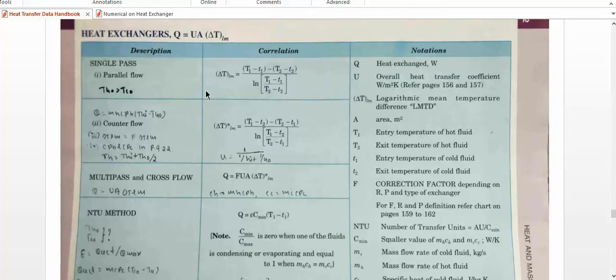Okay, since it is a parallel flow heat exchanger, delta T, that is delta T LM, can be calculated using this expression. This is for a parallel flow heat exchanger, and this is the expression, right? So we know all the values. We know capital T1, inlet temperature of hot fluid, inlet temperature of cold fluid, then exit temperature of hot fluid and exit temperature of cold fluid. We know all the values. So we will calculate the value of delta T LM, right?